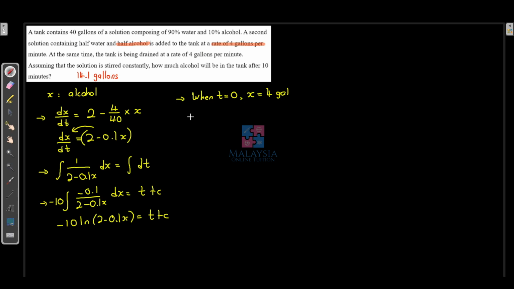So we can write negative 10 ln of 2 minus 0.1 times 4, which is 0.4. 2 minus 0.4 is 1.6. Negative 10 ln of 1.6 equals c. So your c is negative 10 ln 1.6. You can just leave it like this. No need to write the decimal answer. Next, we have the negative 10 ln of 2 minus 0.1x equals t plus c.